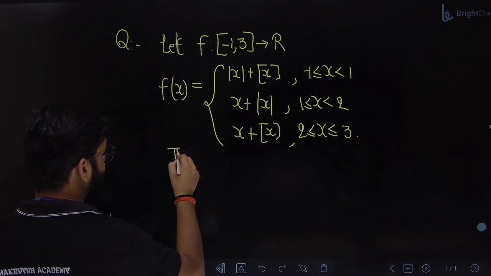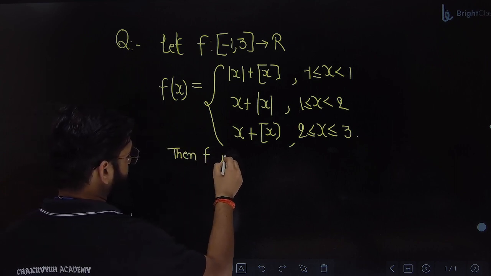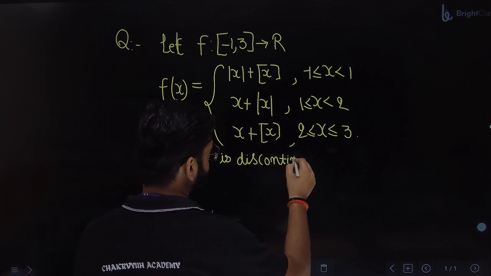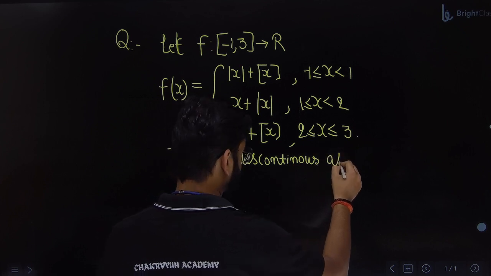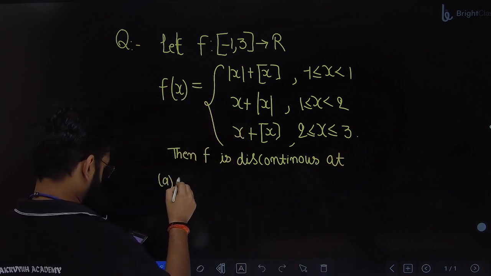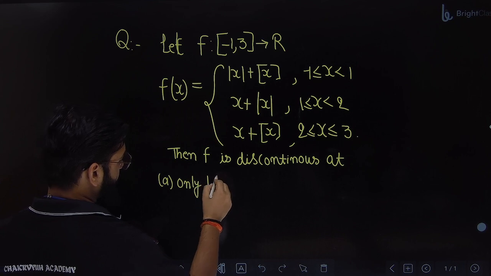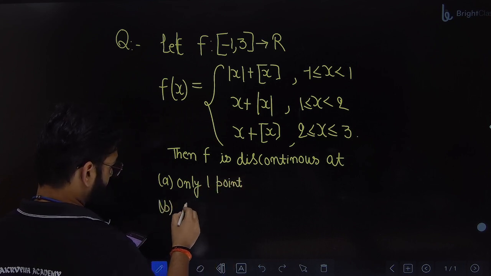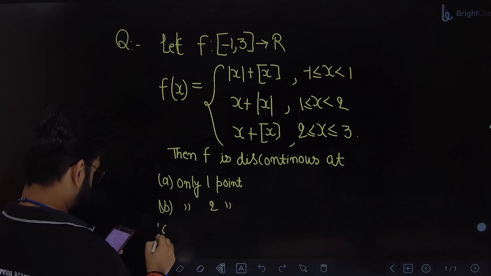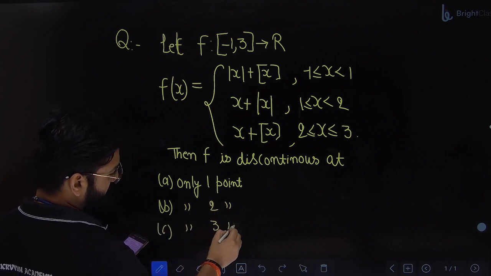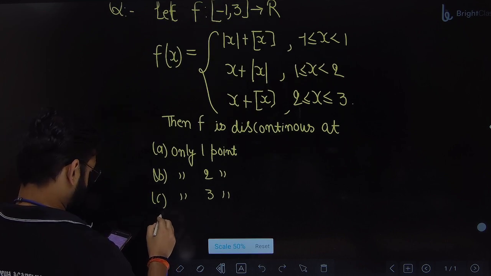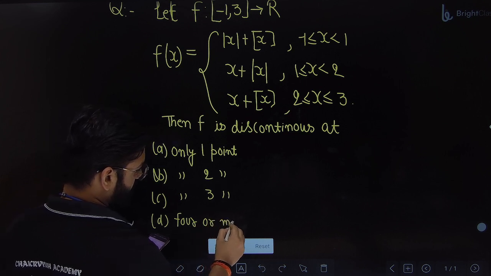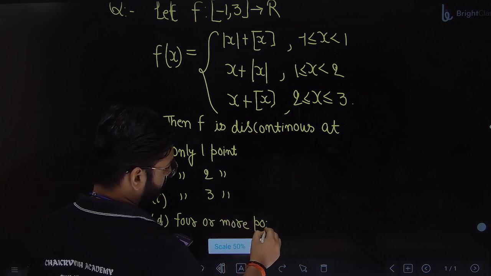So question is then f is discontinuous at only 1 point, only 2 points, only 3 points, last one 4 or more points.